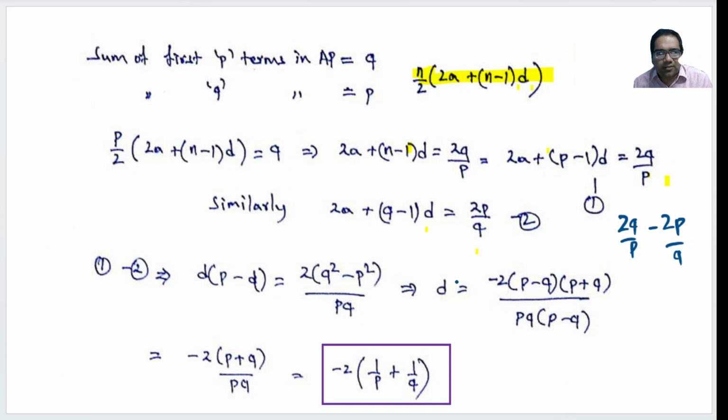So what does this become? The p minus q and p minus q can cancel each other. So d is minus 2 into p plus q by pq, which is equal to minus 2 into 1 by p plus 1 by q. This is our common difference. This is what we have derived. Now let's take this common difference and substitute it in equation 1 to get a. Right, we want to find out what a is. Let's do it.